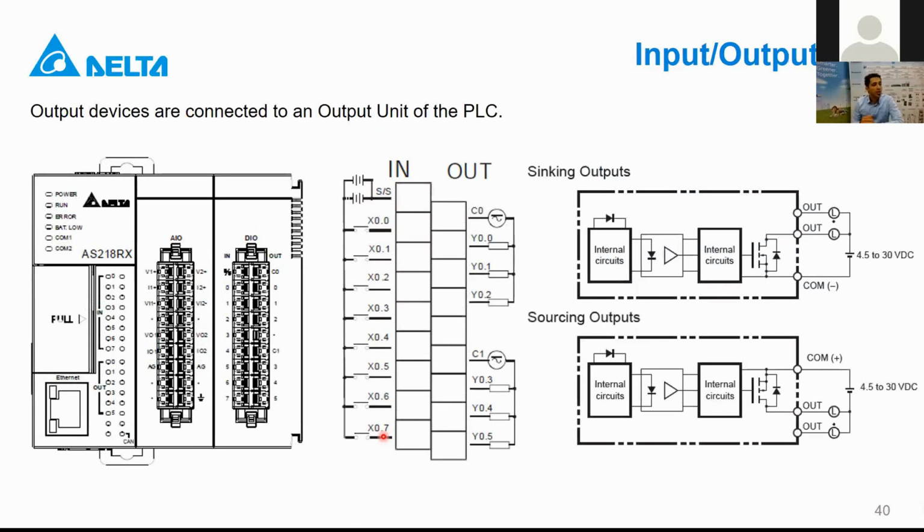But for the output, it is a different story, because when you are purchasing, you already choose whether it is NPN or PNP. So it is defined in the factory itself. So when you get the product, you have to check if it is NPN or PNP, and make the wiring accordingly.